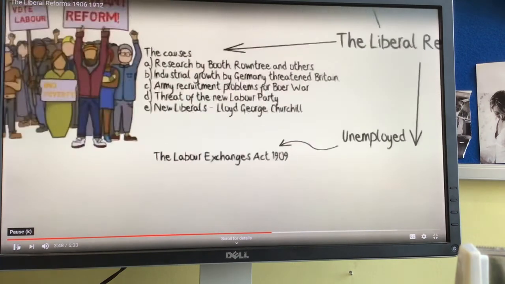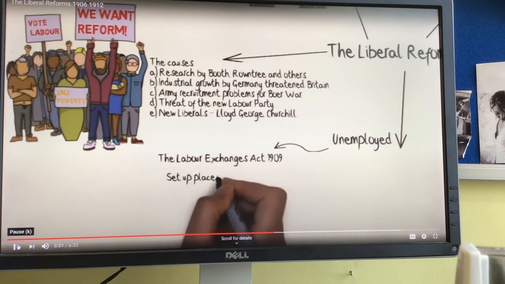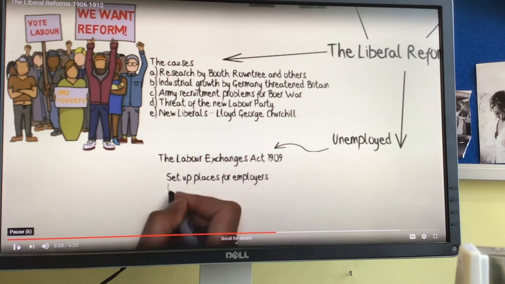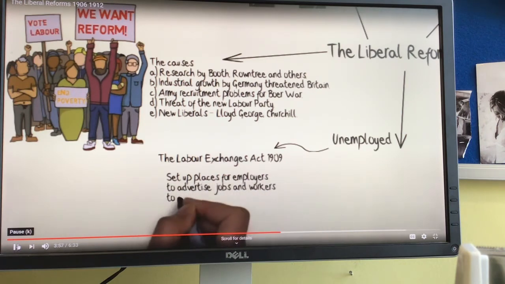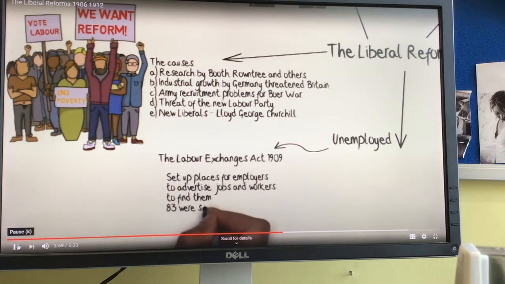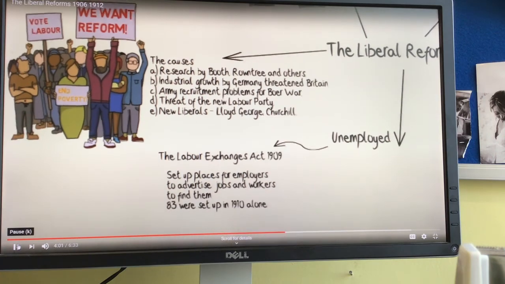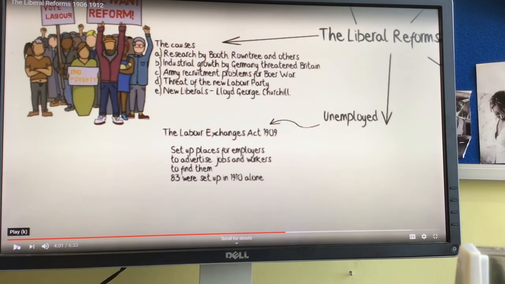For the unemployed, the Labour Exchanges Act in 1909 set up places for employers to advertise jobs and workers to find them. This was a successful and useful measure. So that's key, because it's a bit like the job centre. If you were opening up a new factory, if you were a rich business person at this time in 1909, you could set up a place for employers to advertise. And then if you wanted work, you'd go and look for the advertisement and apply for the job.